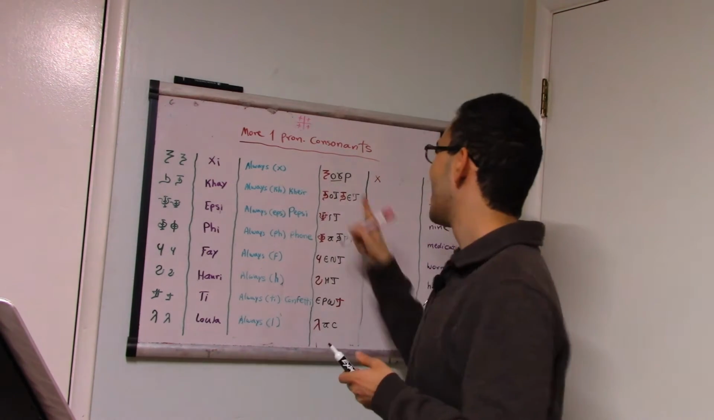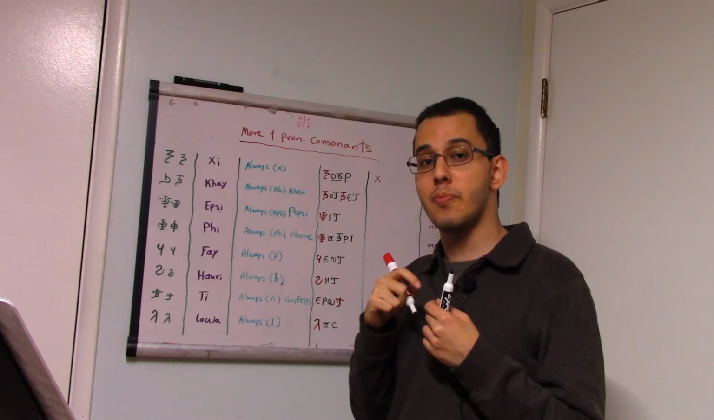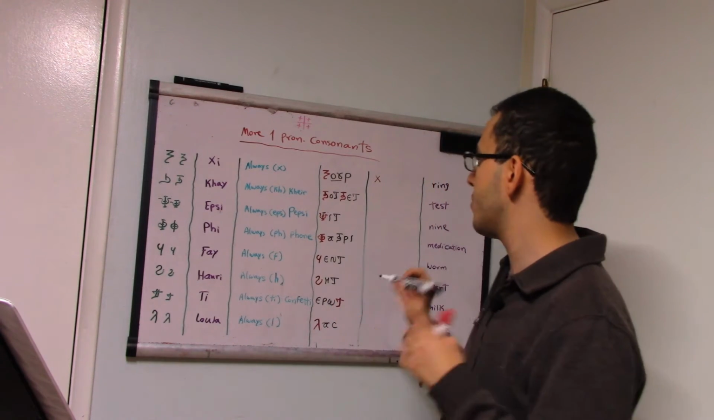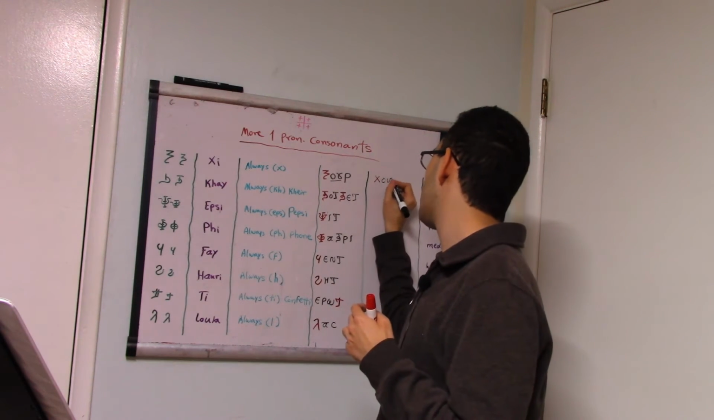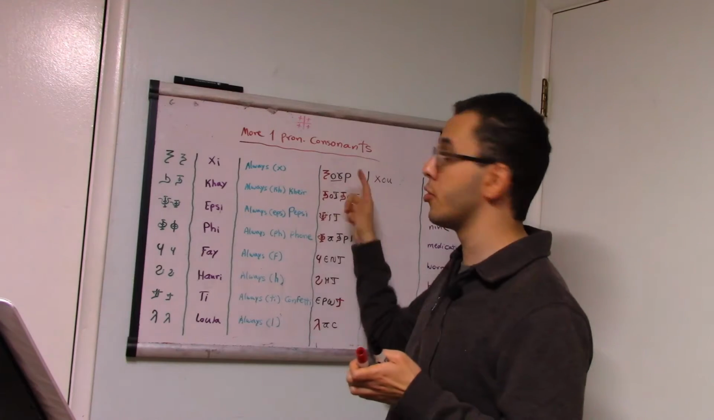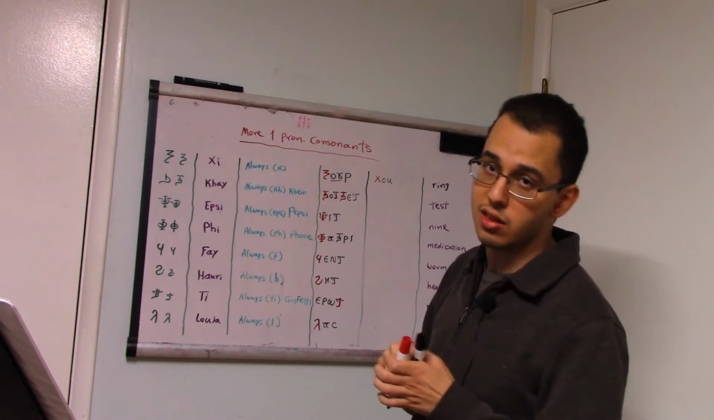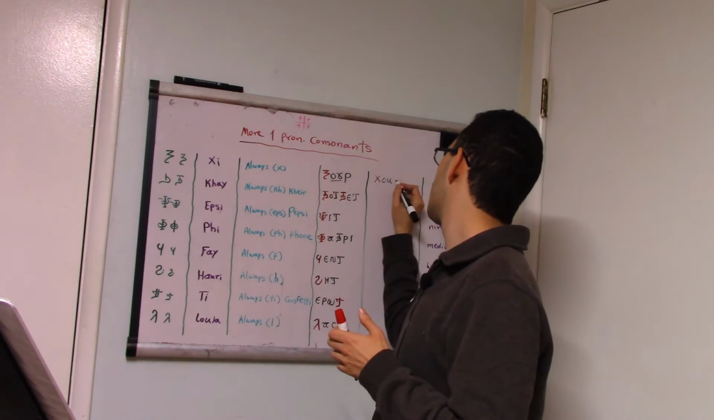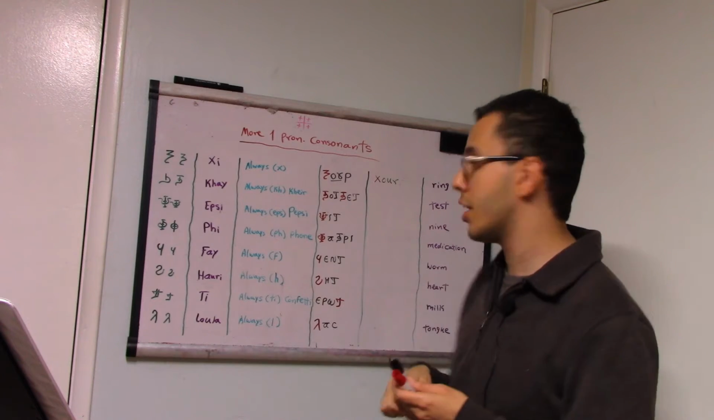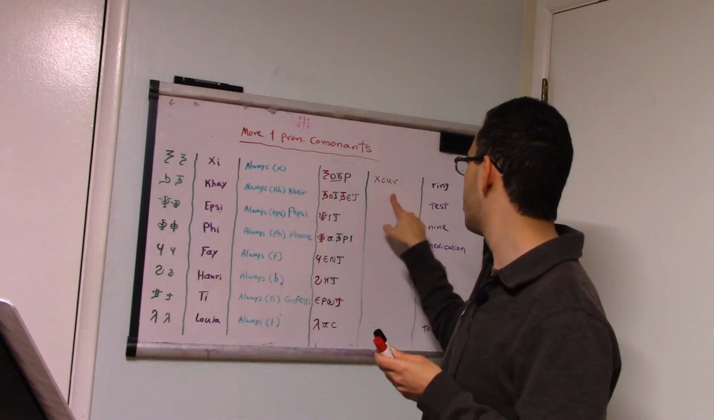Then we have Omicron and Epsilon, and remember that combination: when Omicron and Epsilon come together, they make one vowel sound, OU, as in soup. And then finally I have Ru, that we learned from before, a consonant that's always R. So you put the whole word together and you get Xur. And Xur means ring.